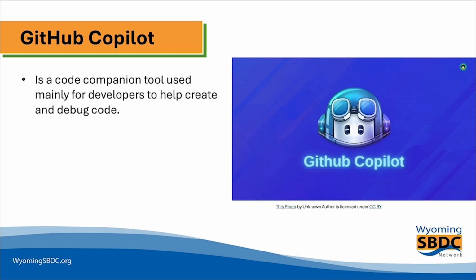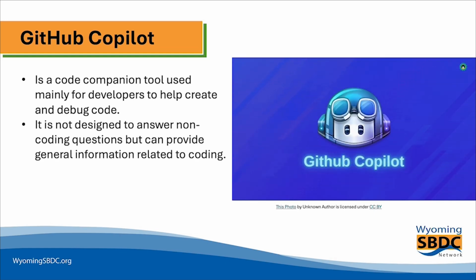The next AI tool I'd like to discuss is GitHub Copilot. It is a code companion tool used mainly for developers to help create and debug code. It is not designed to answer non-coding questions, but it can provide general information related to coding. For example, I asked what a repository was, and it gave me a concise answer.